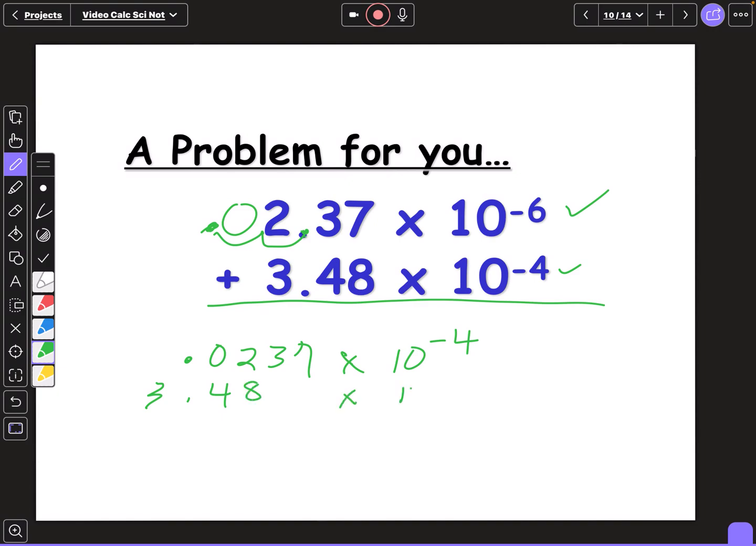And that would be times 10 to the -4th. Now I'm ready to add these together. So when I add those, 3.5037 times 10 to the -4th would be my correct answer.